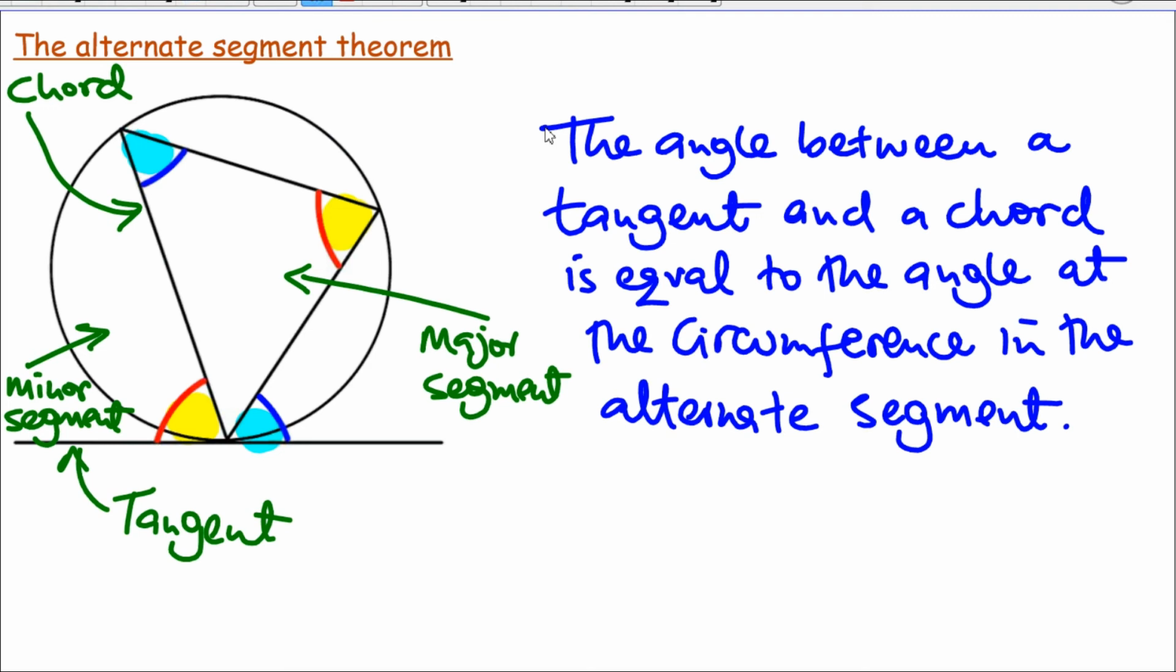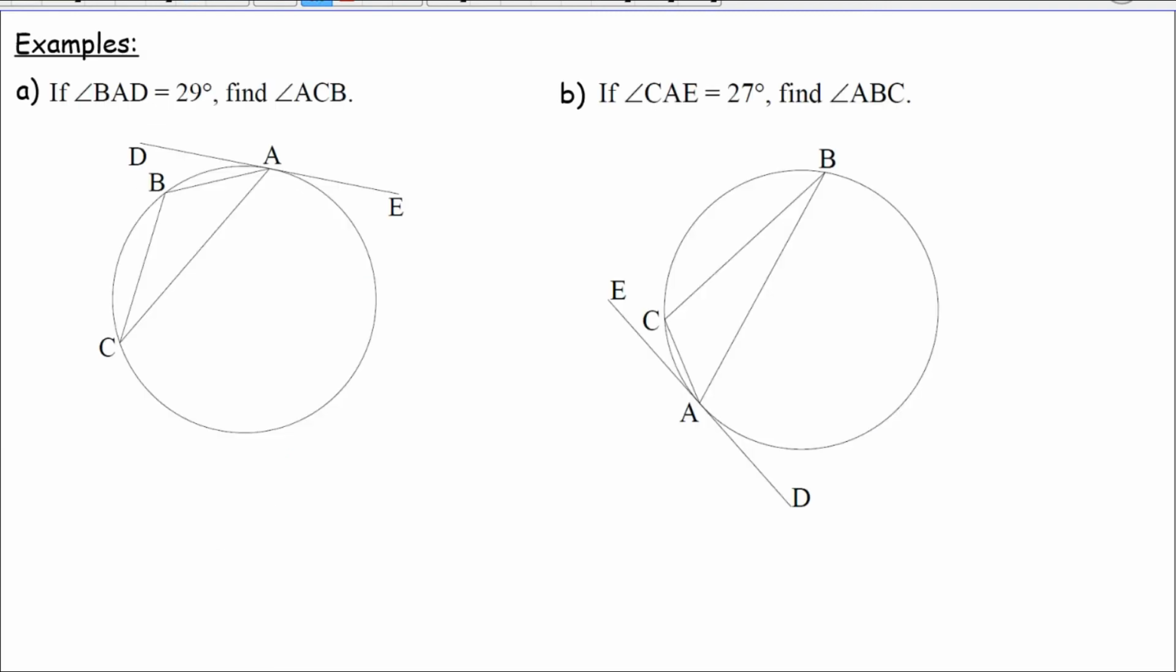Now, we can use this theorem to work out a few questions. So let's look at some examples. In A, BAD is 29 degrees. So BAD, this angle here, is 29. Find ACB. Okay, this angle here. So obviously, by the alternate segment theorem, these angles will be equal. Okay, this angle will be 29 as well.